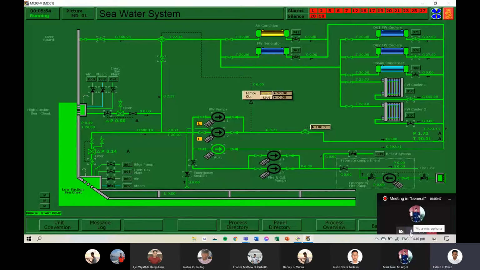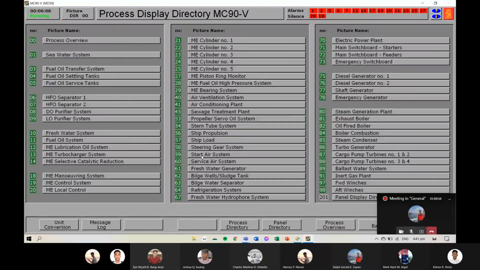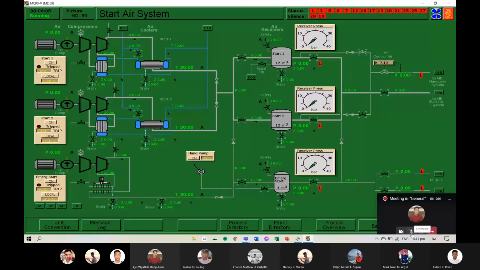Midshipman Supan, please tell the procedure in preparing the emergency compressor. Chief Engineer Perez, sir. First, go to Directory 59, start air system. Next, open the emergency start air receiver inlet valve and outlet valve. Done. Open the diesel generator 1 and 2 start air supply valve.